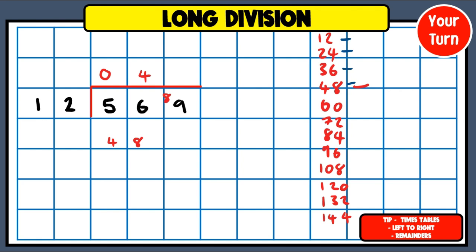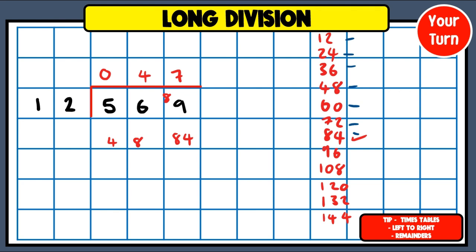Okay, next, how many times does 12 go into 89? I can't find 89 on the times tables, but I do find 84. So let's go for that then. 84. How many times does it go in? 1, 2, 3, 4, 5, 6. It goes in 7 times. Right, 7 there.